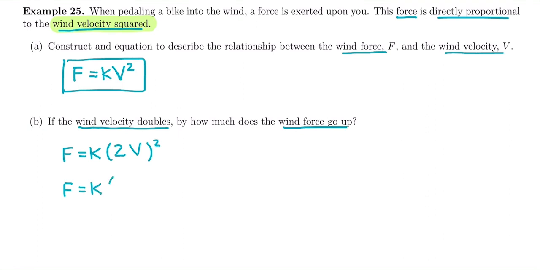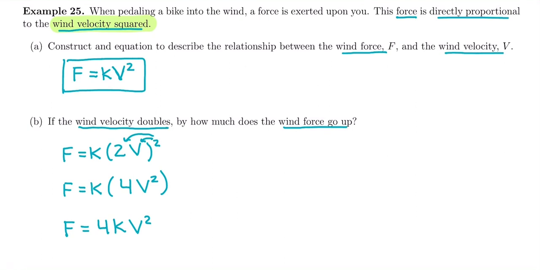Well, we have K, and we're going to square each of these terms. So 2 squared is 4, and then we have V squared. And we square both of those terms. So the force is going to be 4KV squared.